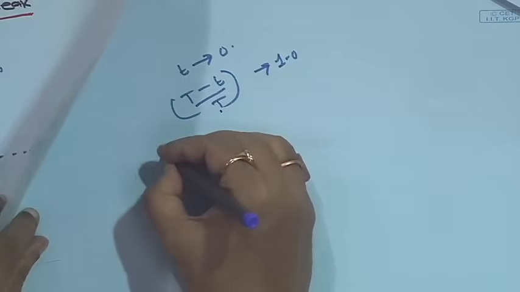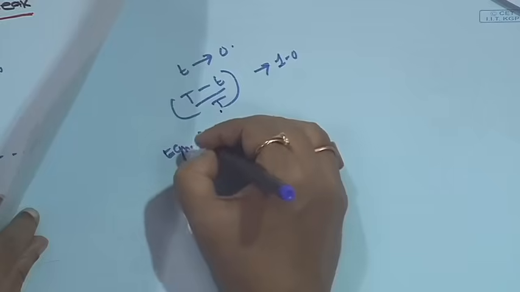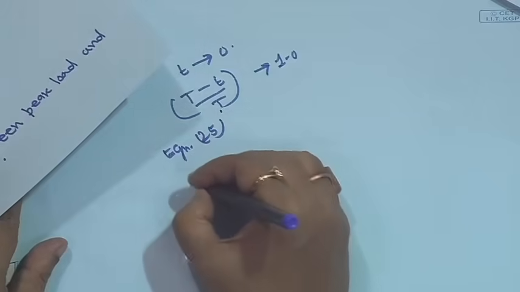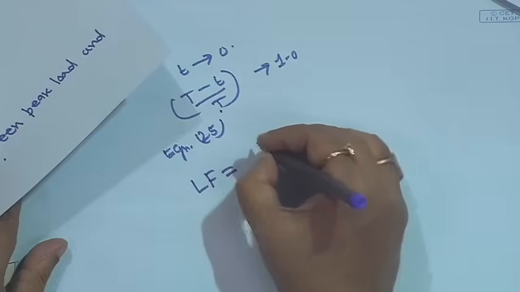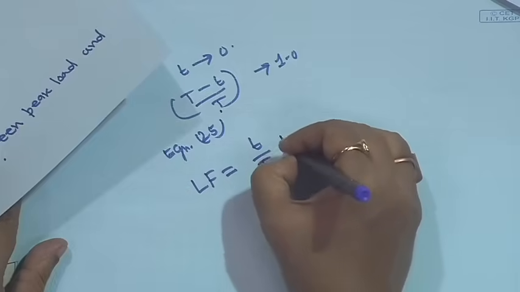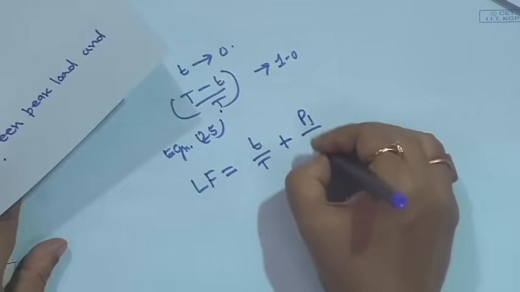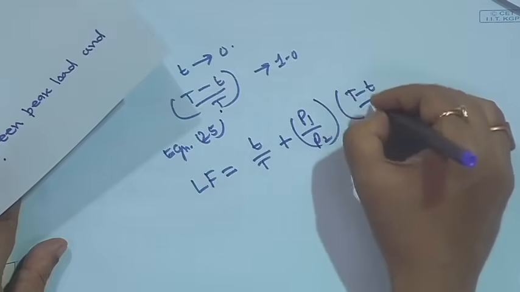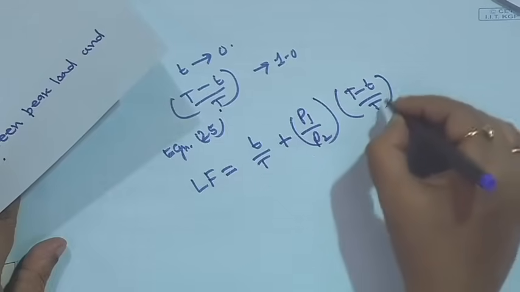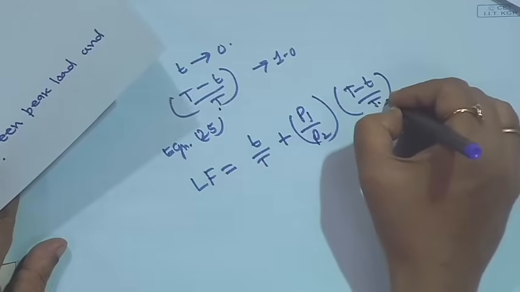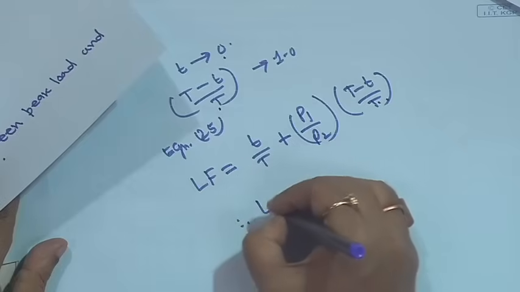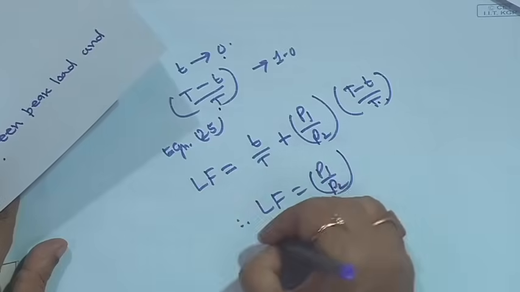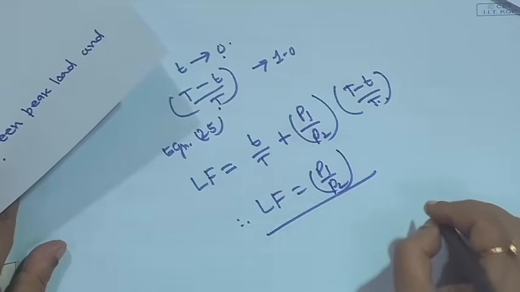Therefore, you take equation 25: load factor is equal to t by T plus P1 by P2 into (T minus t) by T. As t tends to 0, this term tends to 1 and the first term is 0, that means LF equals P1 by P2. This is your load factor for this condition.